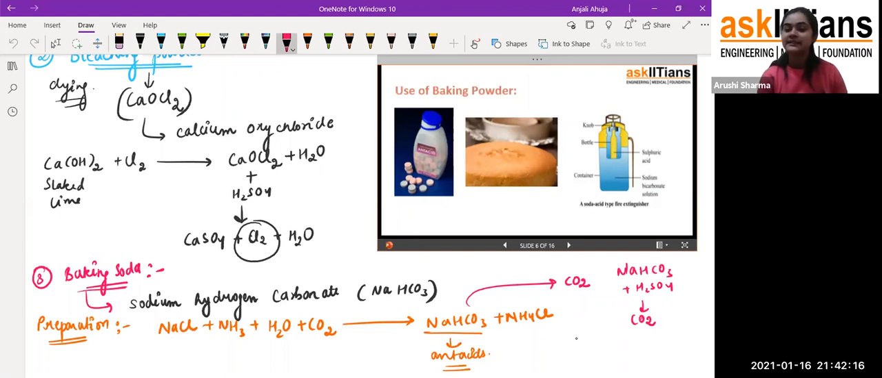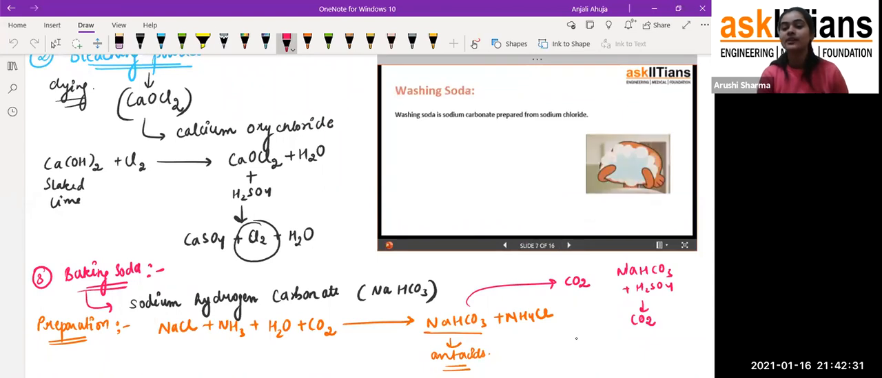Okay, so this is the bleaching powder and the baking soda. That means, students, we have covered two topics right now. Okay, but now coming to the third part of it. Now, what's the third part? It is the washing soda. So one is the baking soda, another one is the washing soda.